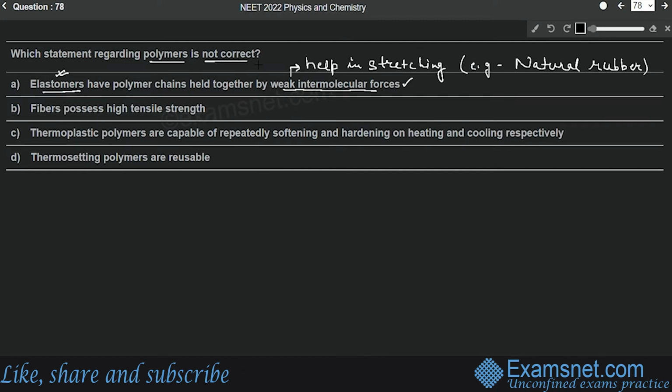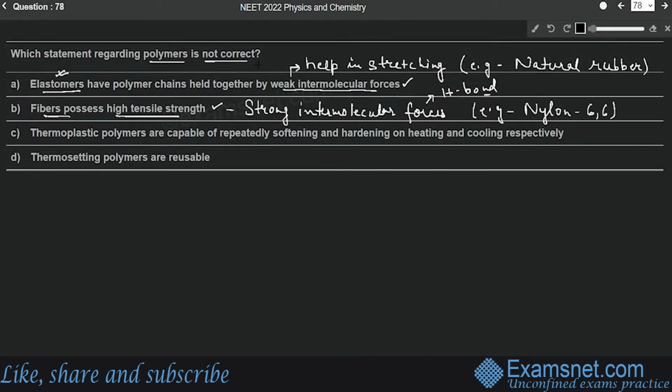Now we move to the second statement. It says fibers possess high tensile strength. Again, this is a correct statement. And what is the reason behind high tensile strength of fibers? The reason is strong intermolecular forces. So what is the example of strong intermolecular forces? Hydrogen bond. Okay. So strong intermolecular forces lead to the high tensile strength. Okay. Hydrogen bond is one of the examples of such forces, and the example of fibers is nylon 6,6.